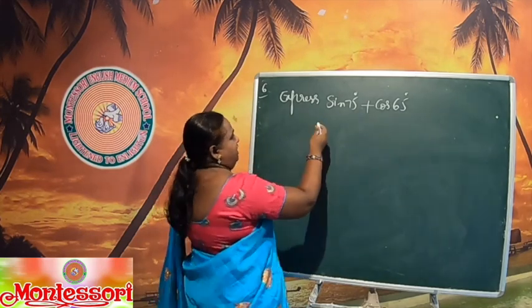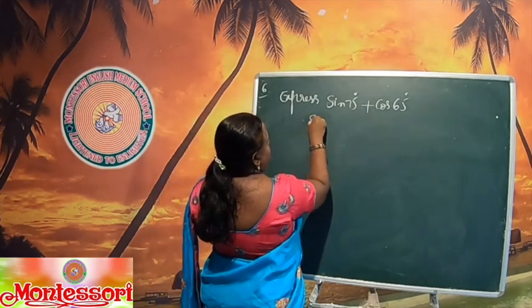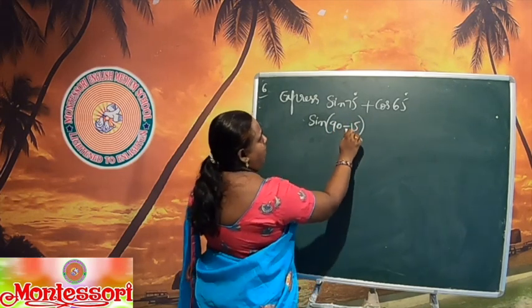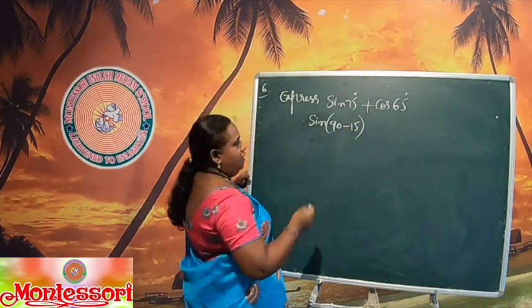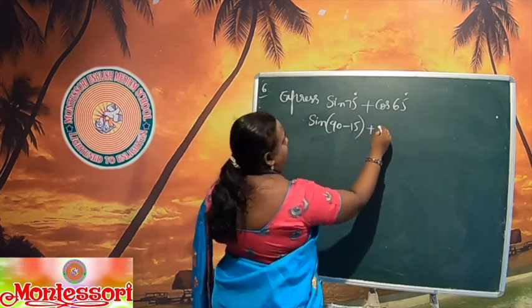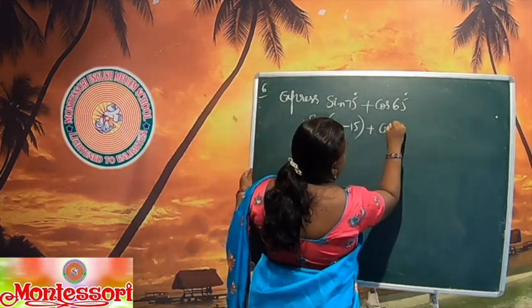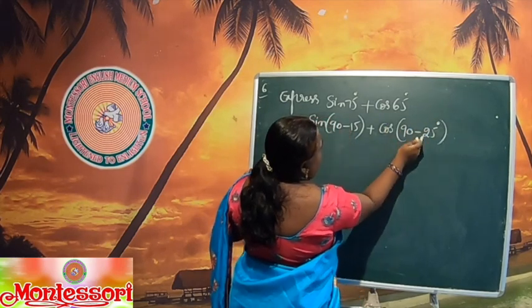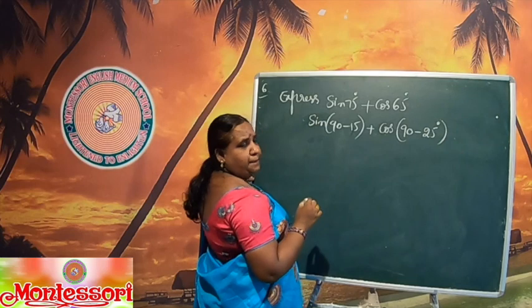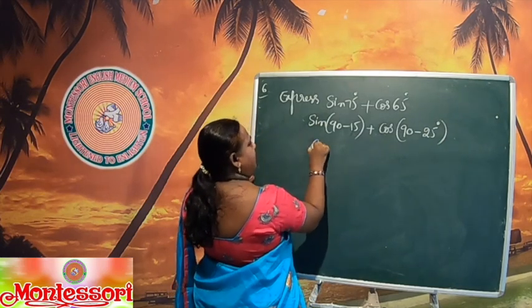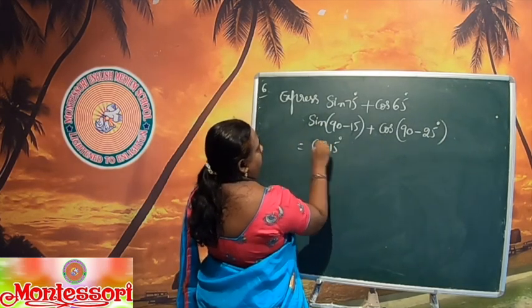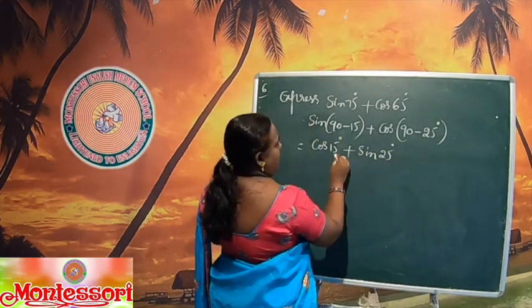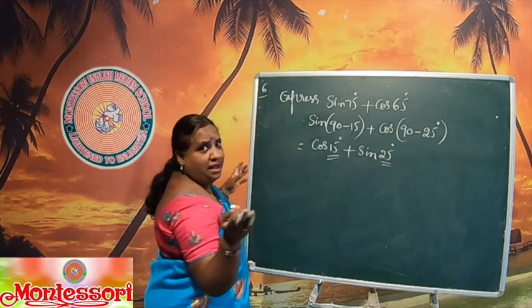So I will change it as sin(90 minus 15). Is there any problem? See, 75 plus 15 is 90 only, no? So this also I am changing as cos(90 minus 25). 65 plus 25 is 90. Now see, sin(90 minus 15) is cos 15, cos(90 minus 25) is sin 25. Now see, these values are less than 45 only, no?